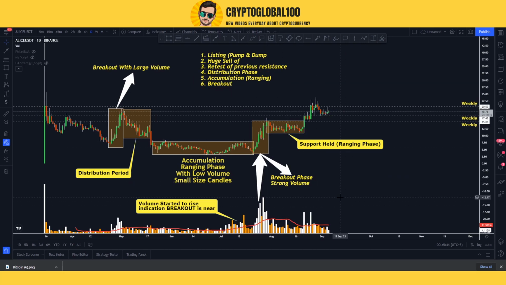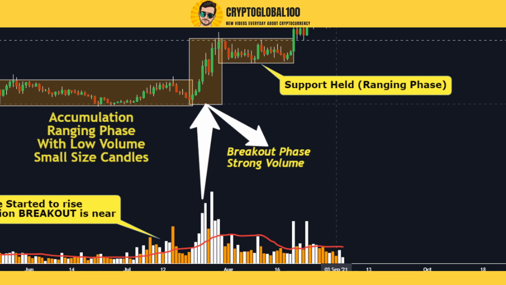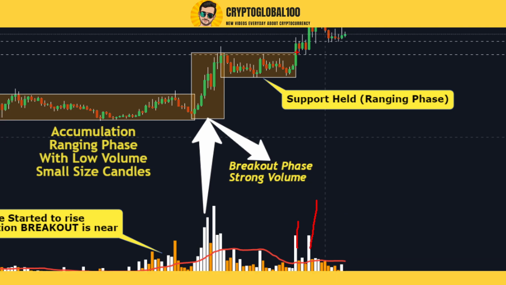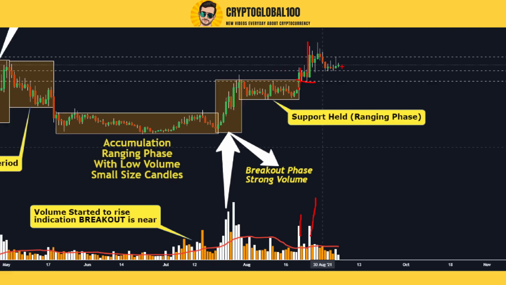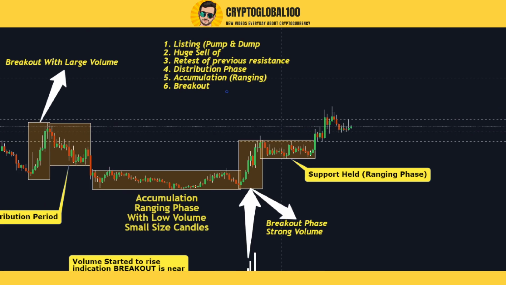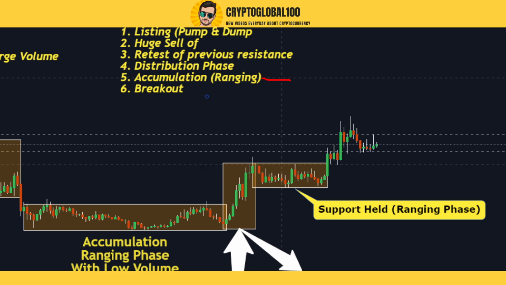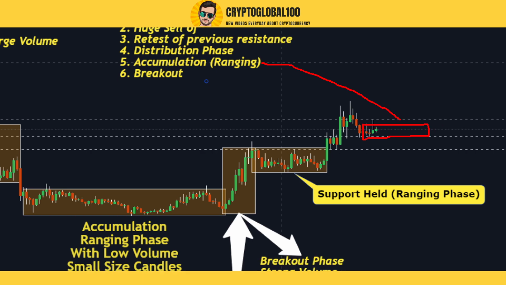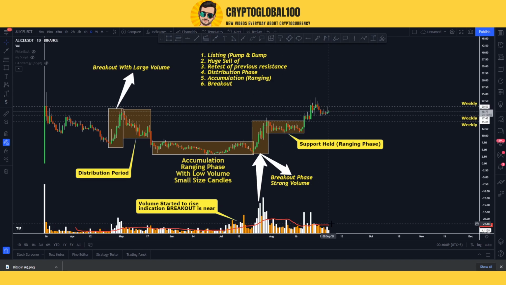And also the volume is very important. If you take a look at here, these two large volume bars indicated that we were about to break out, and here you can see the price went up again, the support was held, price went up again. Now we might be going into the phase of a ranging market.